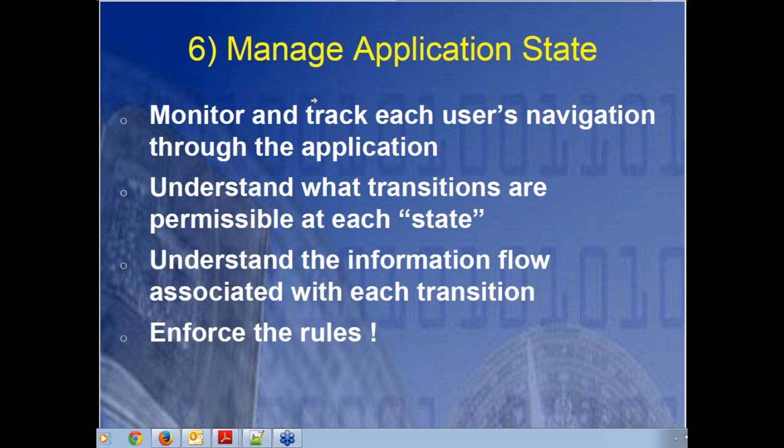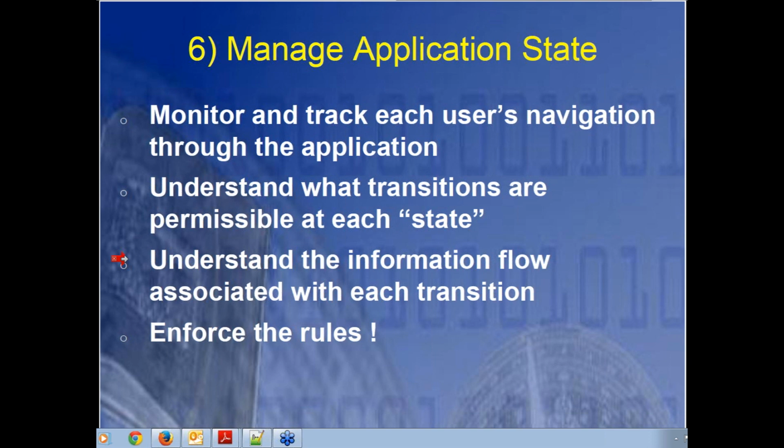At any point in time, when it's time to do a transition, when the user clicks on a link and is requesting to see another page or activate a feature, we need to ask who is the user and what are they authorized to do? What state are they currently in, and what state are they trying to get to? Only then can we make a determination about whether or not that's permissible and possible, given the security that we've imposed on the application. So the trick to that, of course, is to understand the information flow, understand what transitions are permitted at each state, and also understand the information flow that's associated with that transition.